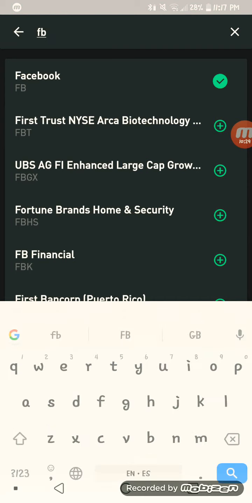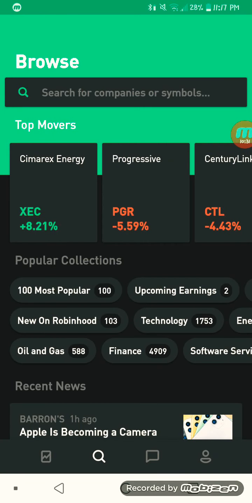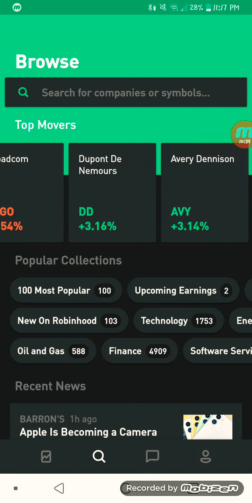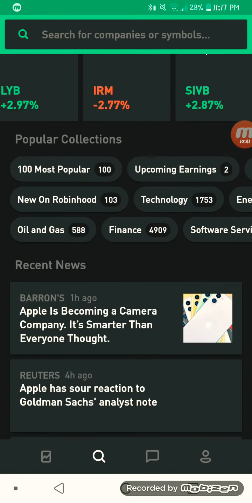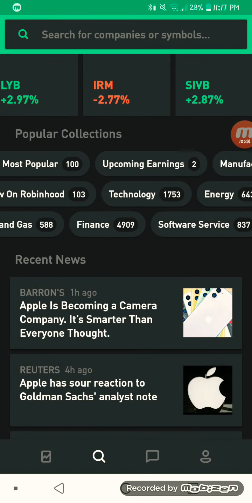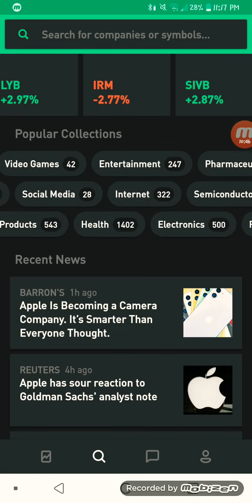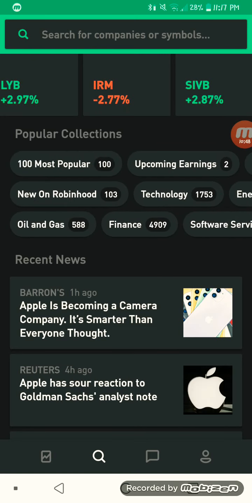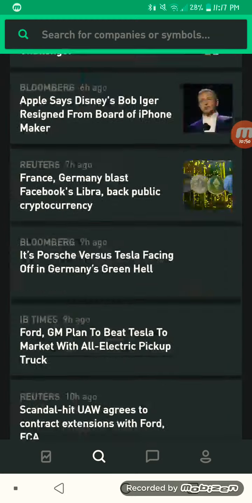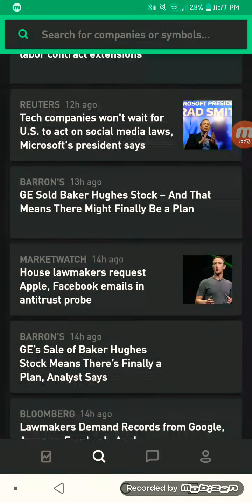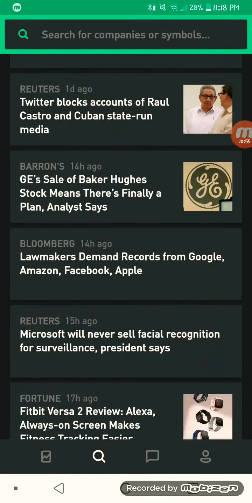And on this tab right here, it shows you the top movers. This changes every day. So the stocks that made the highest gains and the highest losses will appear here. These are interesting to take a look at for swing trades. If you want to look at specific stocks that fall into certain categories, you can scroll through these. Pretty cool. Recent news, just overall news regarding the stock market and certain companies. So that's all you're going to see here.